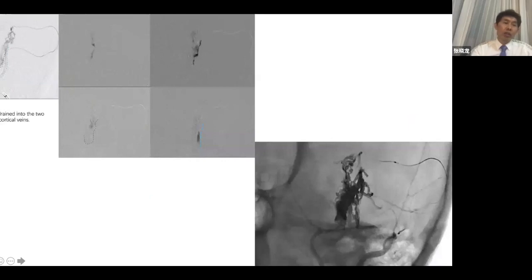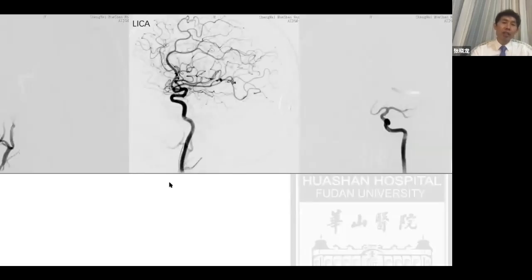We just use the routine method via the posterior branches of the middle meningeal artery to go to the fistula site, and then cast the fistula and part of the common venous segment with Onyx. It's much easier and gives much more confidence.